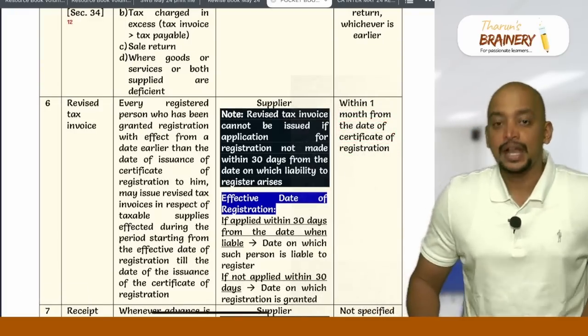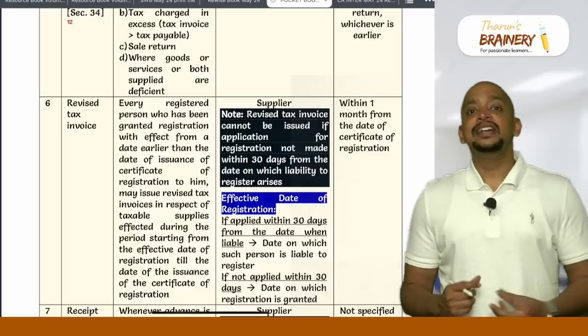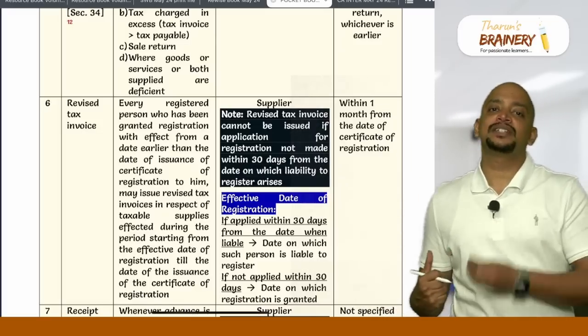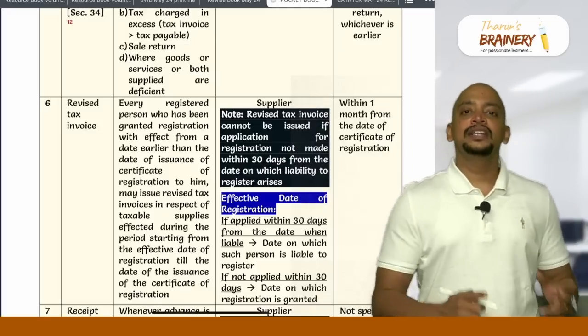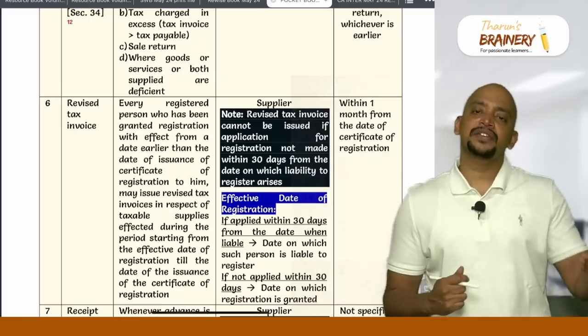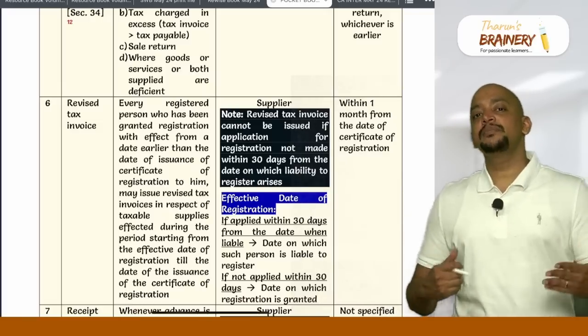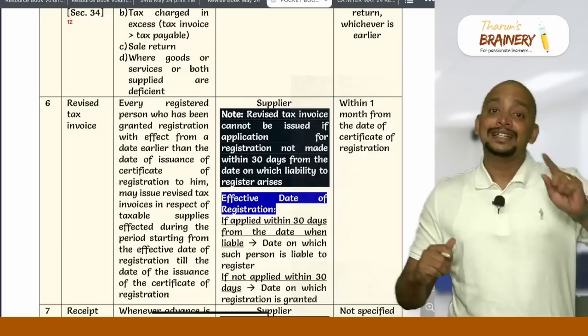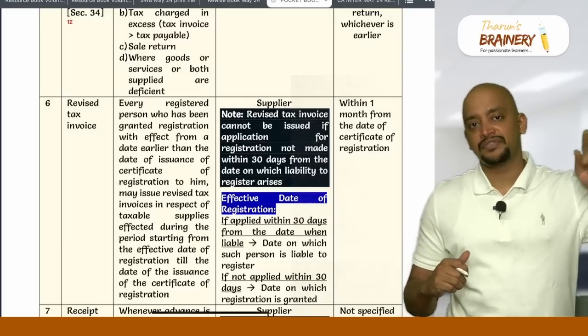And here one more point is that this applies only if the application for registration is made within 30 days from the date the person is liable to get registered, because in the revised tax invoice they use the word effective date of registration. So what is the effective date of registration? If a person makes application for registration within 30 days from the date he is liable to get registered, the date on which he is liable to get registered is the effective date of registration.